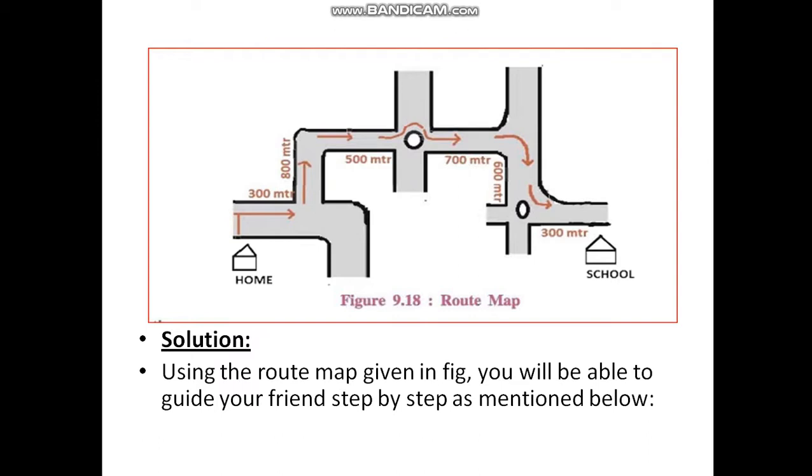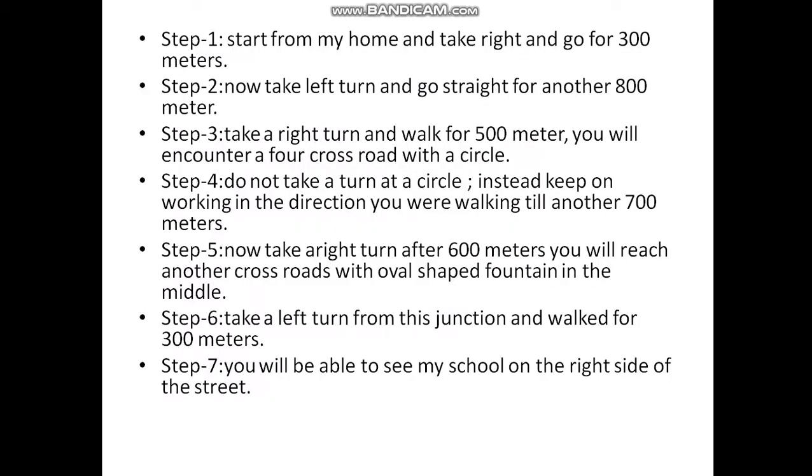So the solution is, using the route map given in the figure, you will be able to guide your friend step by step as mentioned below. How to explain to your friend? First, suppose you start from your home. Suppose 300 meters straight, then a left turn, then again straight, then take a circle, then straight, then a right turn, and then 300 meters, and then school. It's a basic path in your mind. Now, how to instruct your friend?